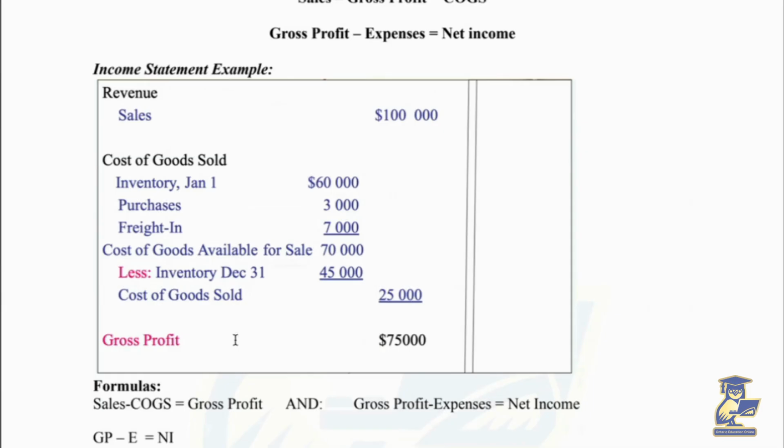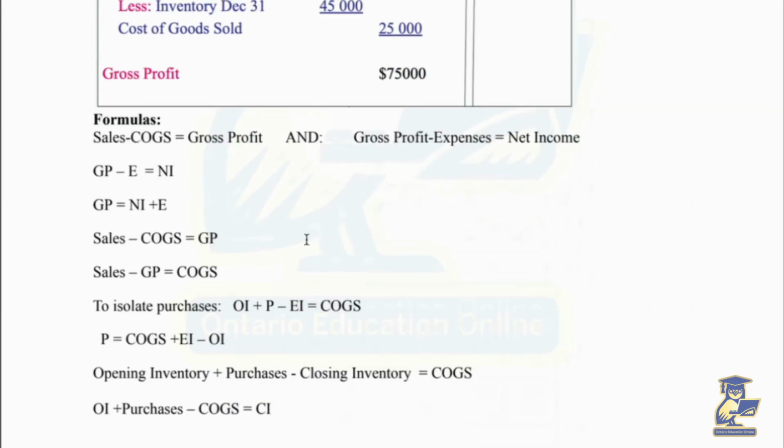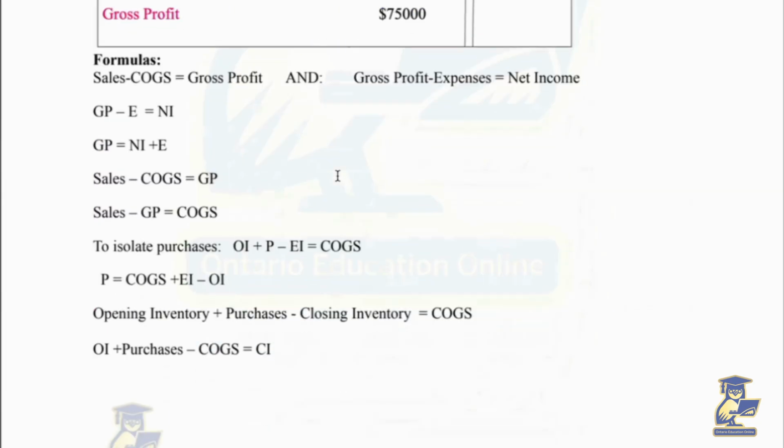Now, to find our gross profit, we take our sales, our revenue, and we subtract our cost of goods sold to get us a total of $75,000. So these are some other formulas that you would need to know. And it's a different way to rearrange the formulas as well. So when looking at the income statement, remember this order, this format, and what numbers we add together and what numbers we have to subtract.